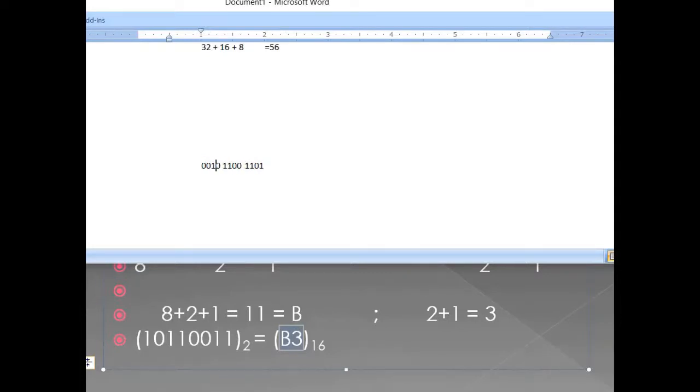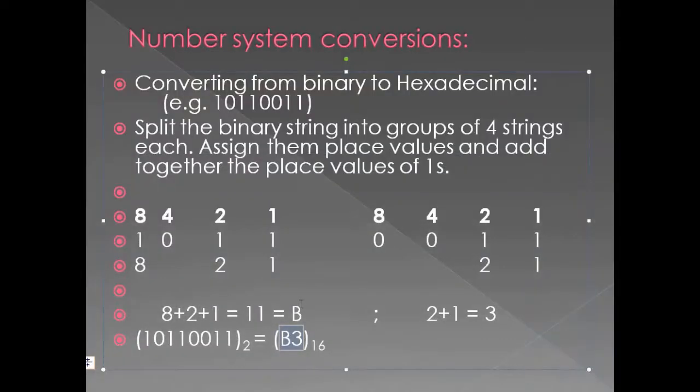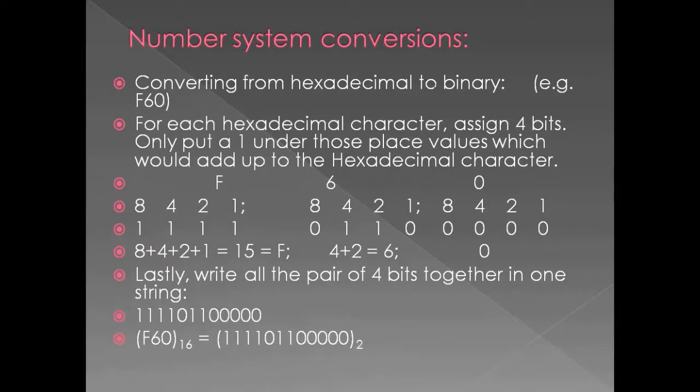Always remember to add a 0 on the left hand side in order to make it a multiple of 4, and then break it into groups of 4 and then solve individually. 4 bits in binary make 1 digit in hexadecimal, just remember that. Next we have hexadecimal to binary, simply convert each number in hexadecimal into 4 bits.